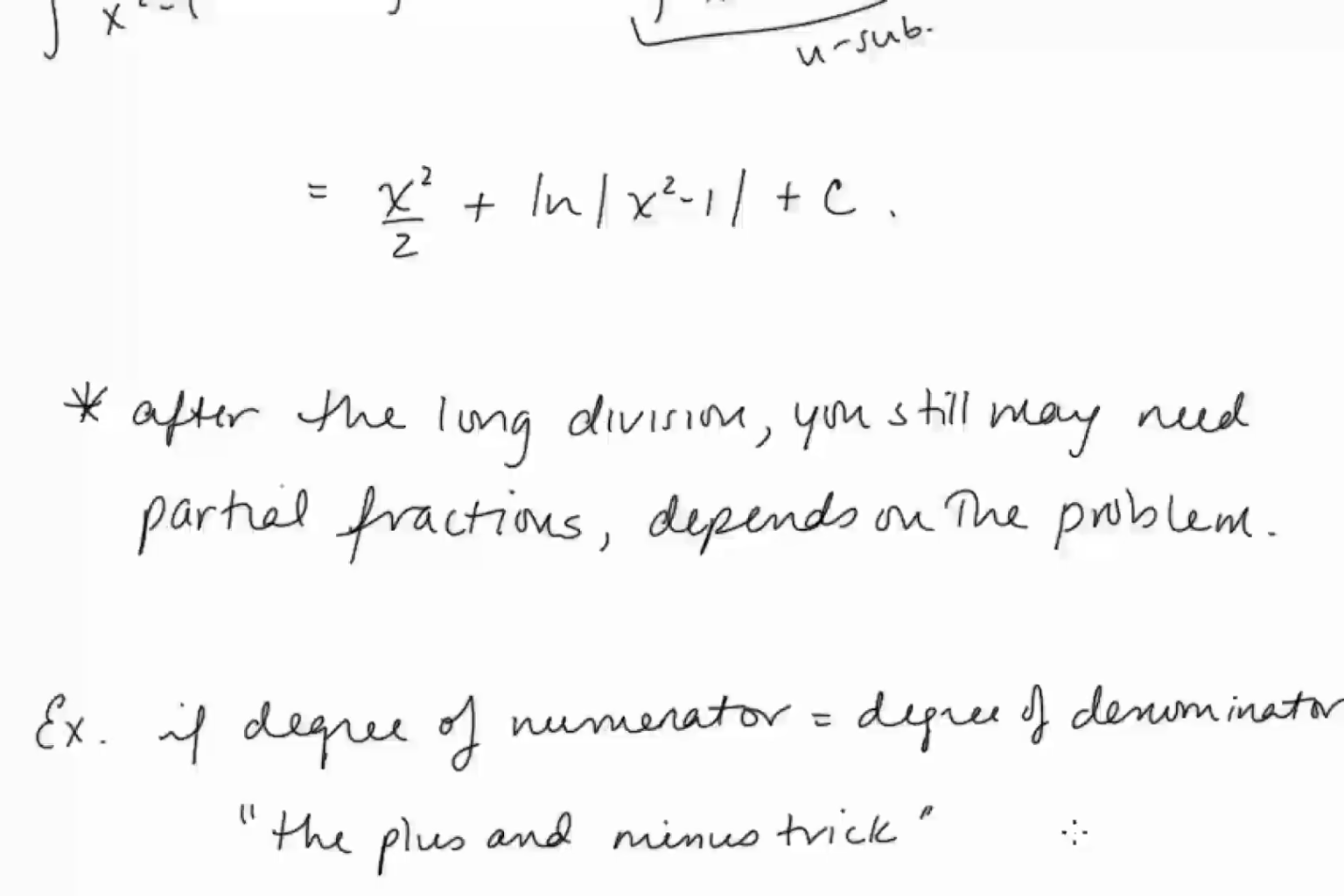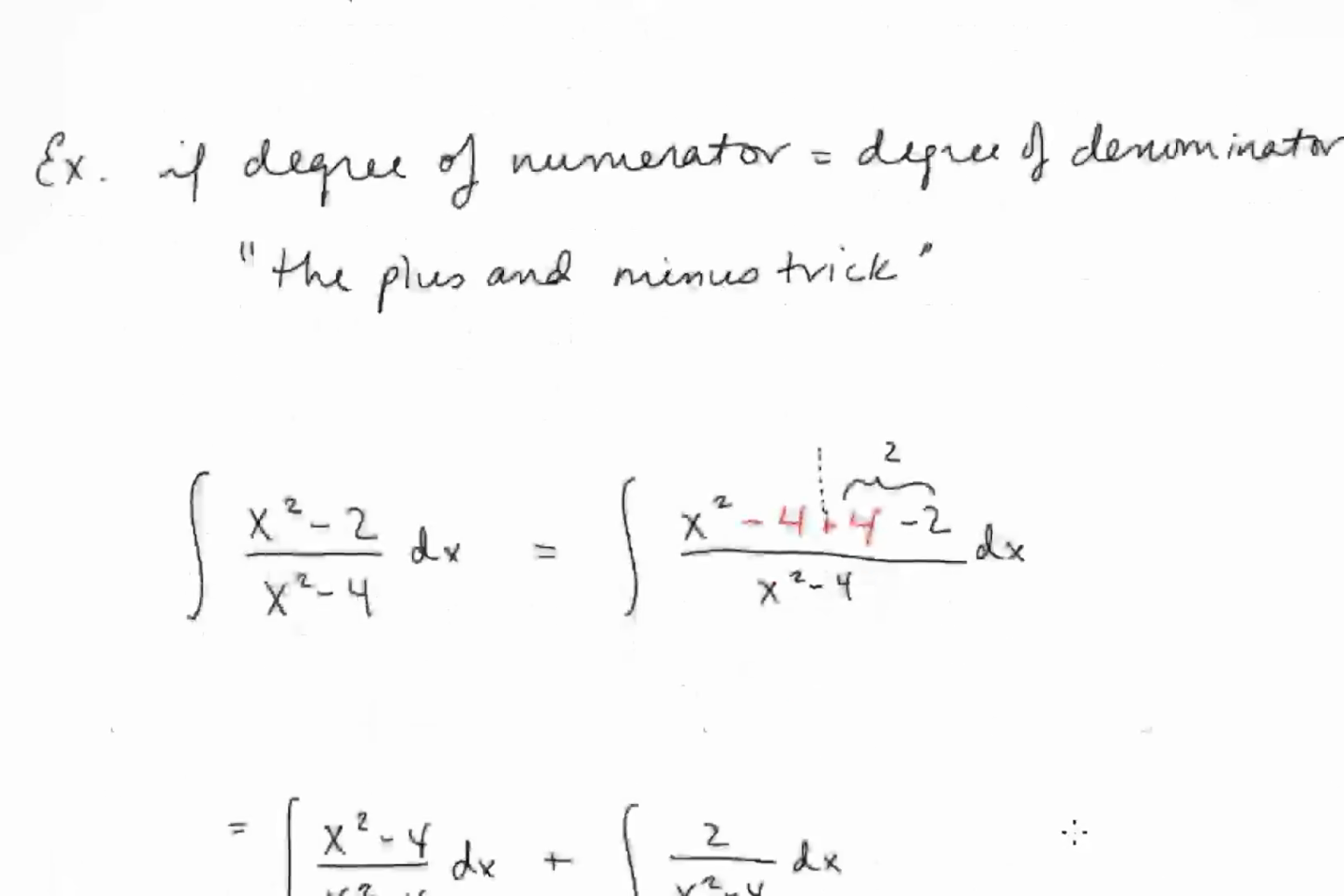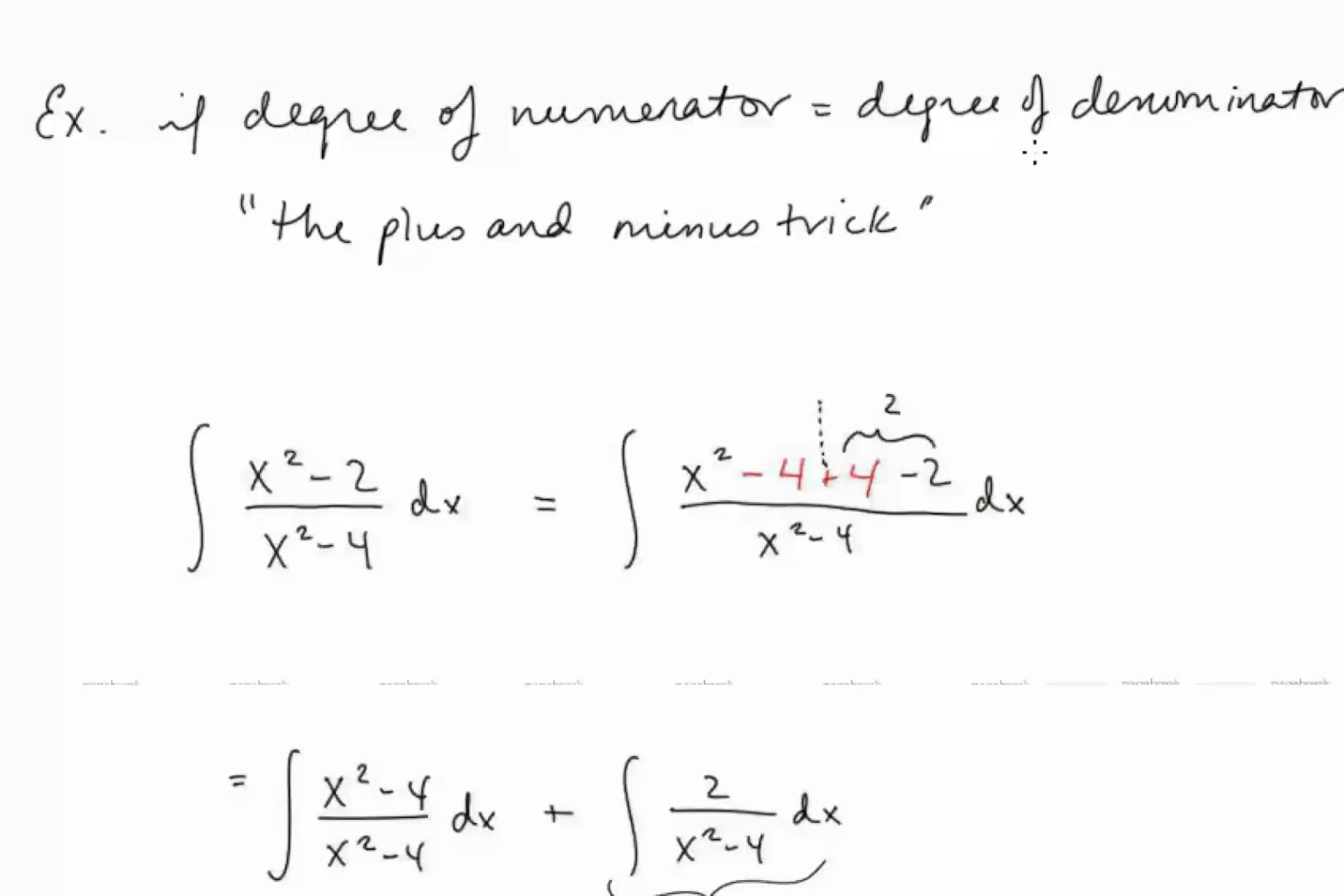Now, what if the degree of the numerator is equal to the degree of the denominator? You can use long division, but I prefer the plus and minus trick. Here we have x squared minus 2 over x squared minus 4. And I look at this and think, wow, it would simplify really nicely if this was a minus 4 up here. Right? It would just be 1. So why don't I put in a minus 4 and then add 4 as well? So we have x squared minus 4 plus 4, and then the original minus 2.